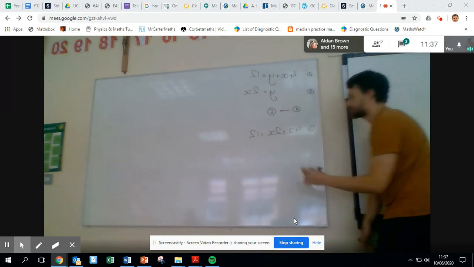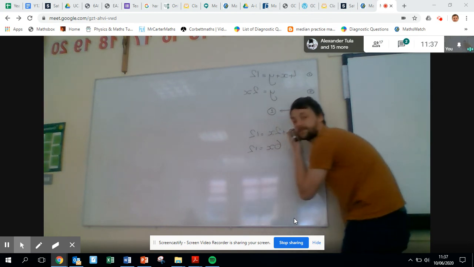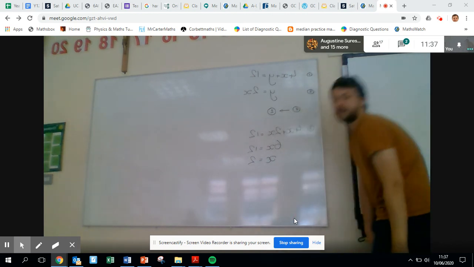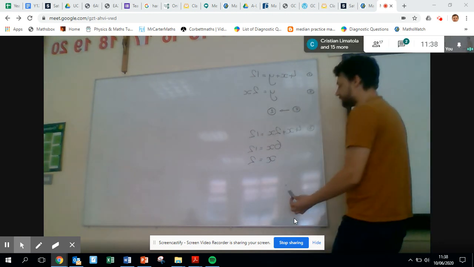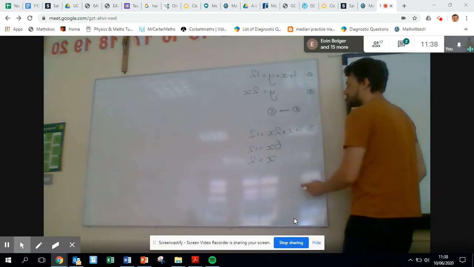Obviously, we want to collect our like terms, so 4x plus 2x is 6x equals 12. And very similar to the first one, divide both sides by 6, x is equal to 2. So there is the solution we think it is. We can check later. We think that x is equal to 2. And if x were 2, we can now find out what y is.